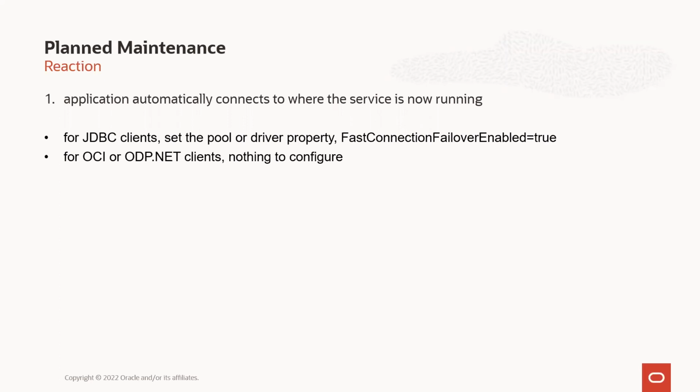You want to get interrupted. In other words, you want a fan event to tell you that something's gone wrong and you need to do something about that. You need to react. In which case, fast connection failover is the response to that. We automatically interrupt the wait state of the client, and it automatically is the first piece. That's the ONS part, or fan, and then it reconnects automatically to wherever the service is running. Okay, so that's the key piece here.